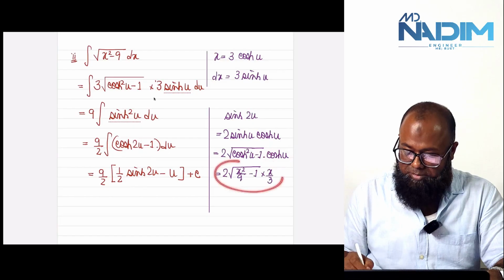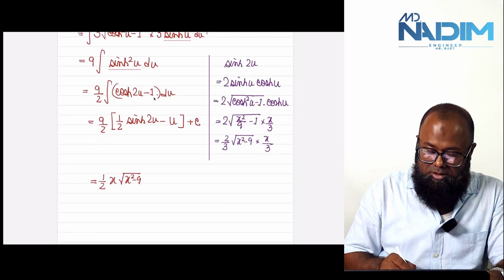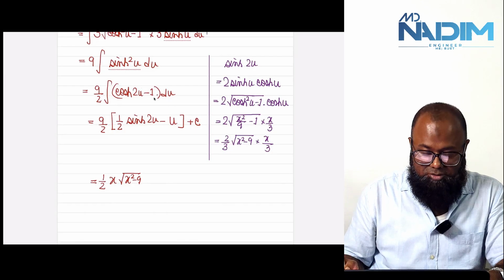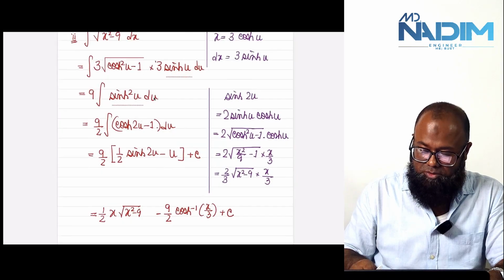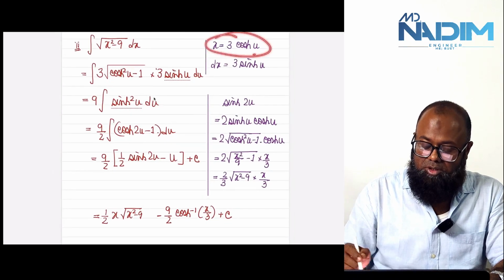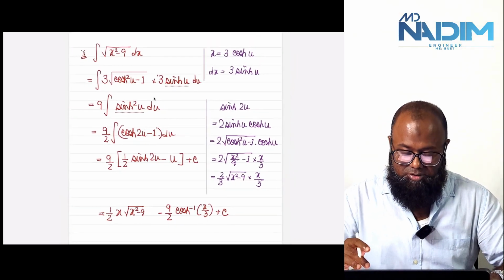Now, if I simplify this, I'll get this. Now, you just put the values here. This is the expression, and then plus c. That's it. U is equal to x by 3 cos inverse x by 3. Now, this is your answer.